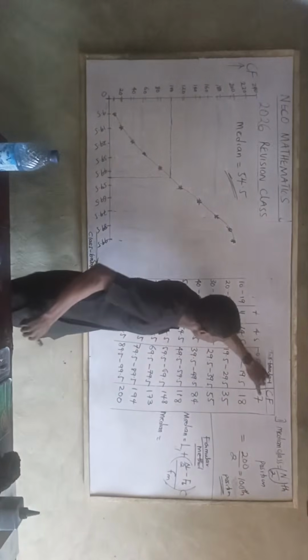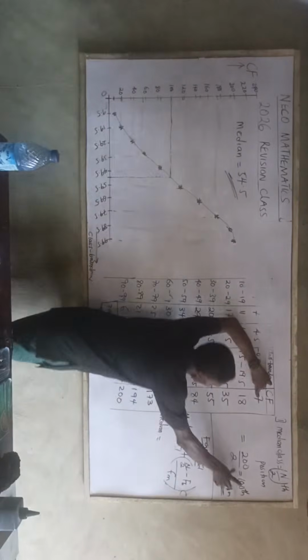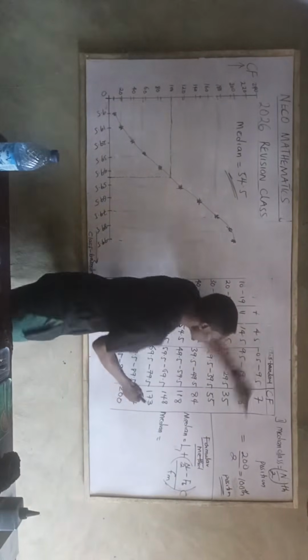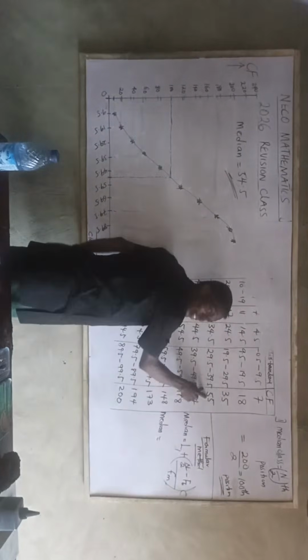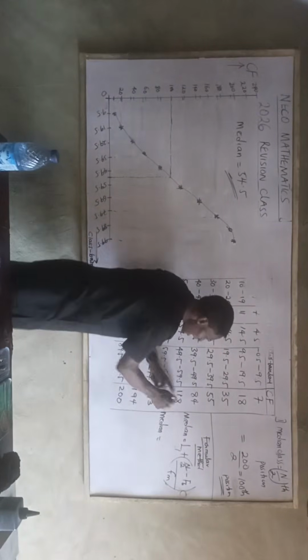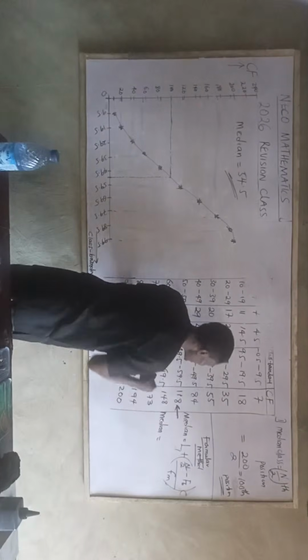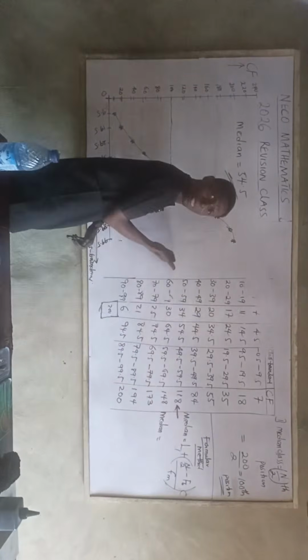So let me go. The first number, can I find 107? No. Can I find 118? I do not. Can I find 135? No. Can I find 155? 184? 118? Yes. So I can find it here first. So that means here becomes my median class. If I mean to refer to the median class, this is what I mean.